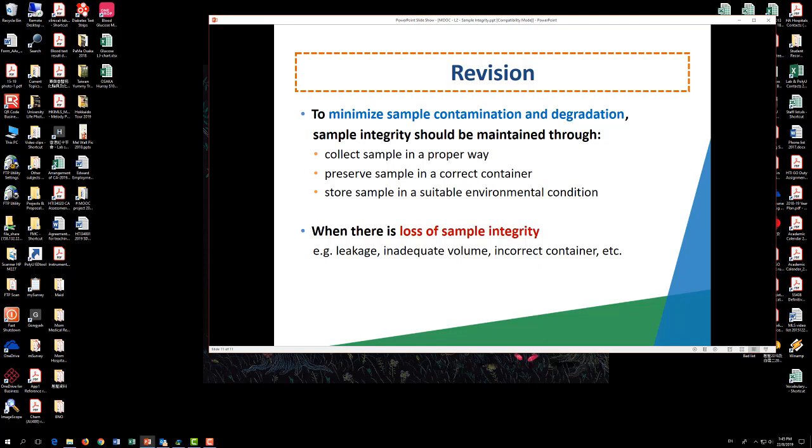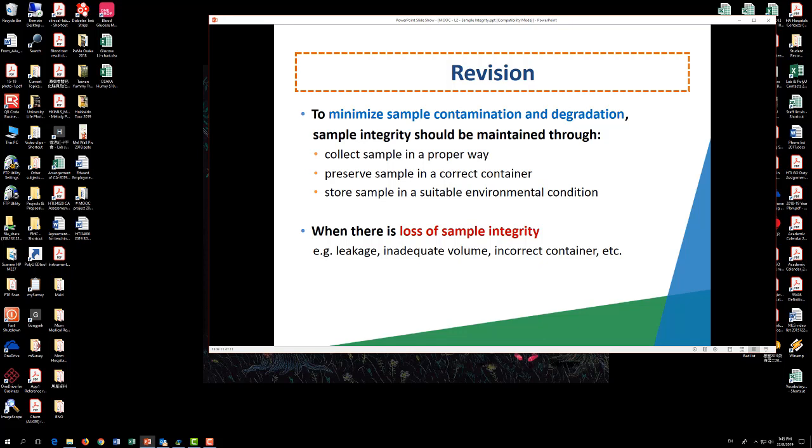So to minimize sample contamination or degradation, sample integrity should be maintained by collecting the sample in a proper way, preserving it in the correct container, and storing it in a suitable environmental condition before it is transported to the laboratory.